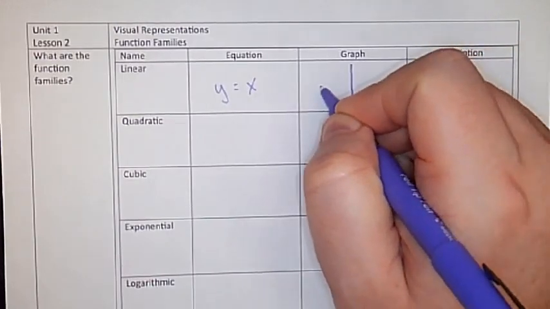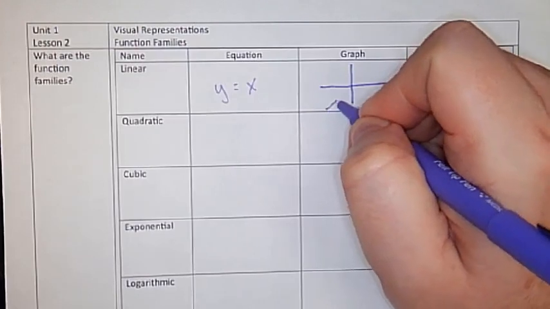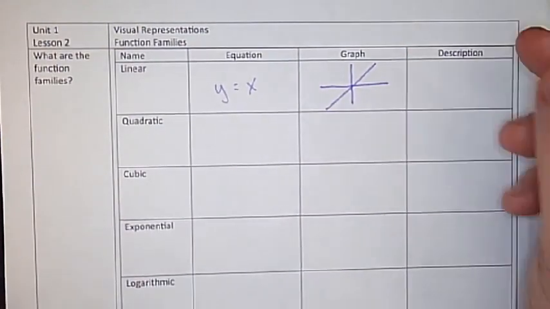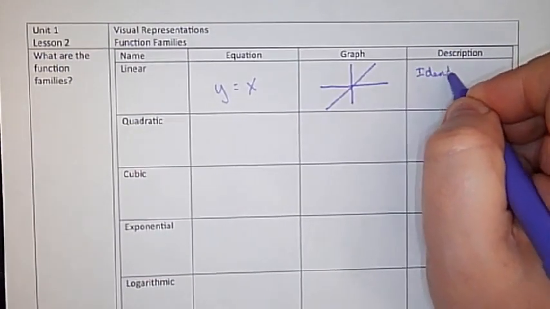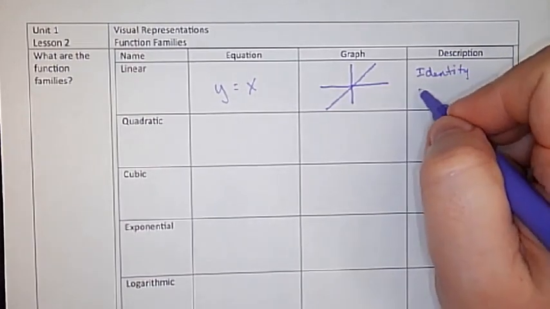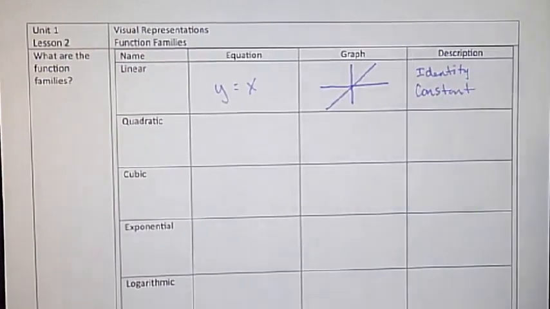When we look at the graph, what we are going to notice is that we are seeing something which is in fact a line, definitely not a curve. So we're going to write that this is also known as the identity function and can also contain the constant function.